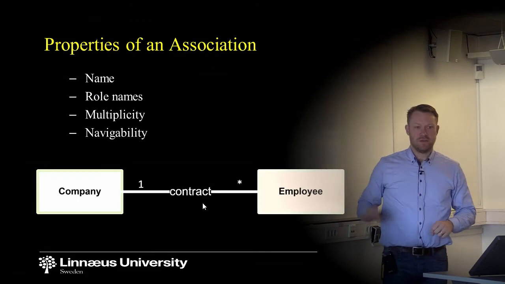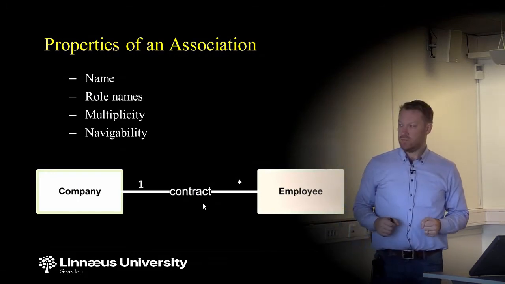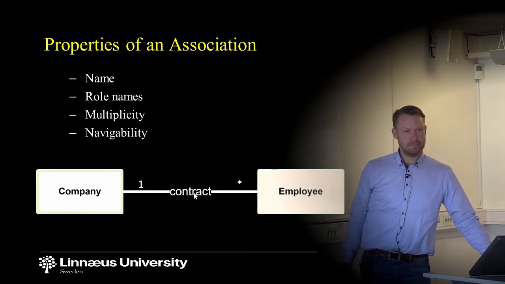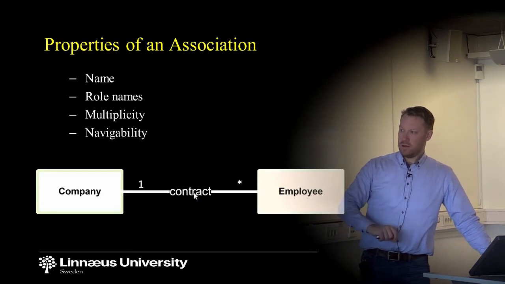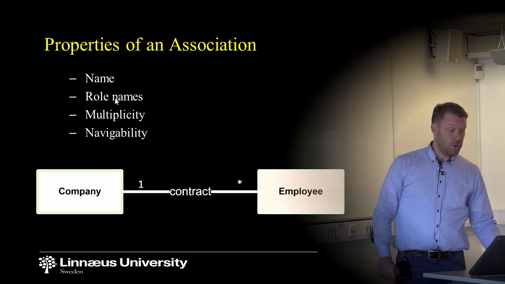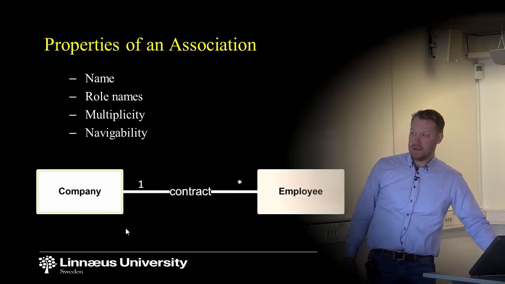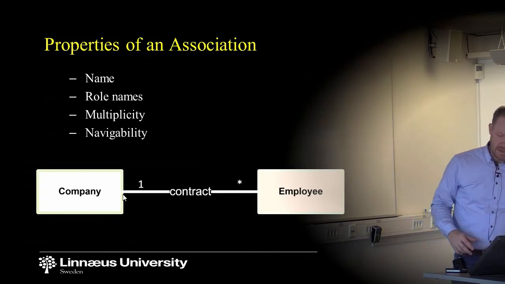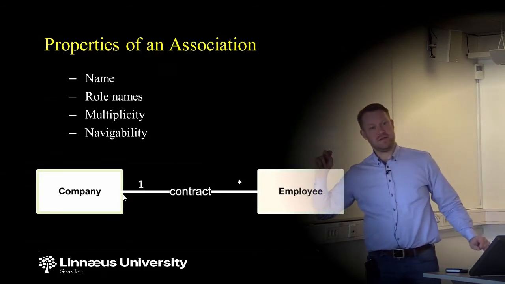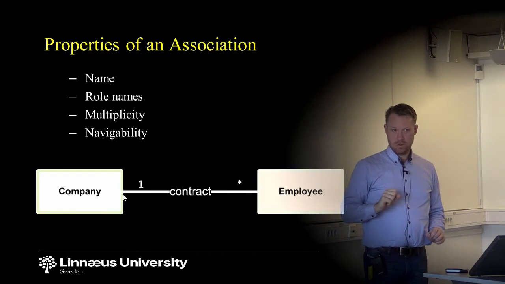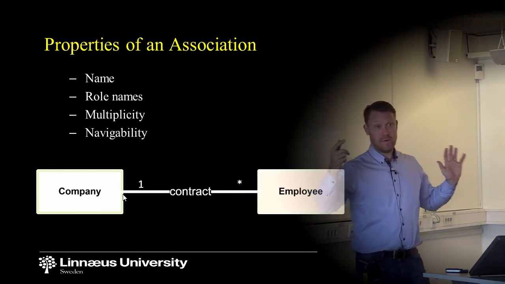So there are properties of these associations that we can exploit. There is the name, contract, just saying that a company has a number of contracts referring to employees. We have something called role names. We'll talk more about that soon. We have the multiplicity. That's the numbers. That's the size of this association. And then we have something called navigability. That is, in what direction can you navigate from one object to another? There are, as we will see, something called bidirectional and unidirectional.